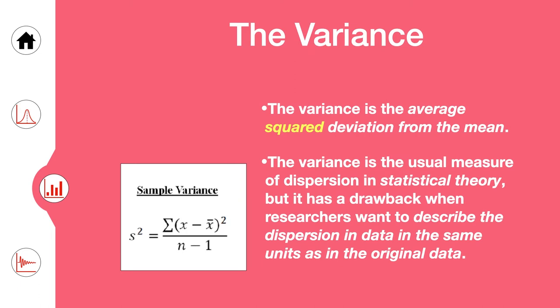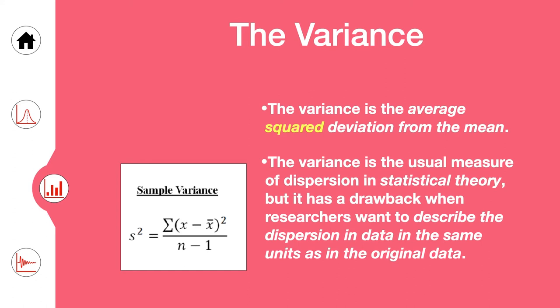It's the average squared deviation from the mean. This is the equation, you can see it below, and you've added a square, that's the two after the bracket. This is a measure of dispersion within statistical theory. There is a problem with this: when you square something, the unit, for example a kilogram, becomes kilogram squared. A meter becomes meter squared. So it changes the unit of the data.